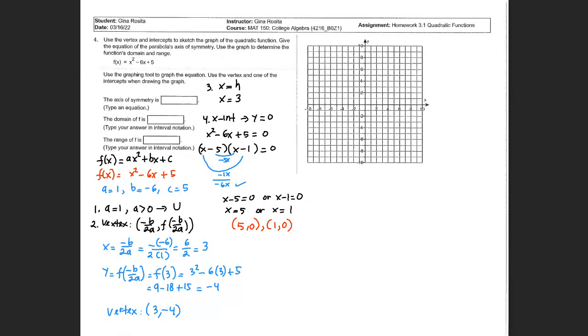Now step 5. The y-intercept means x equals 0. Just replace x with 0. So 0 squared minus 6 times 0 plus 5 equals y. So the answer is y equals 5. Okay, so now we graph.